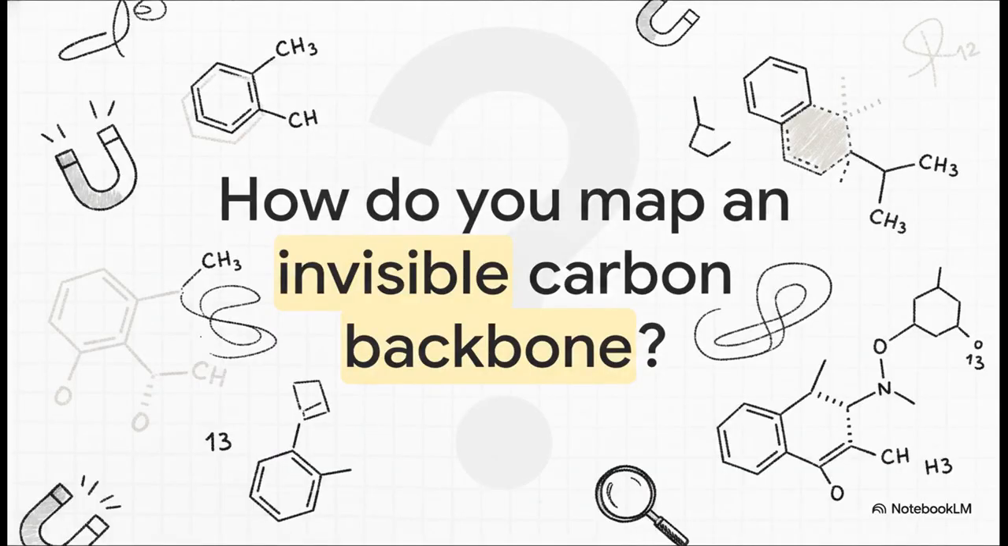But before we get into the nitty-gritty details, I want you to just think about this massive detective problem for a second. Carbon is literally the foundational building block of organic chemistry, right? Yet the standard isotope of carbon, carbon-12, which makes up about 99% of all carbon in nature, is completely invisible to an NMR spectrometer. It has a nuclear spin of 0, which just means it doesn't interact with the magnetic fields we use to probe these molecules.